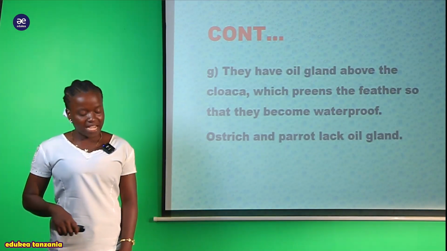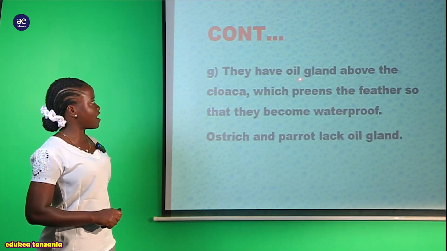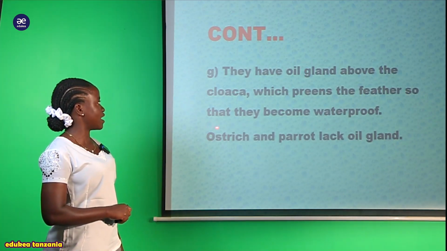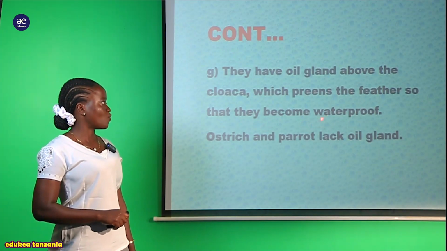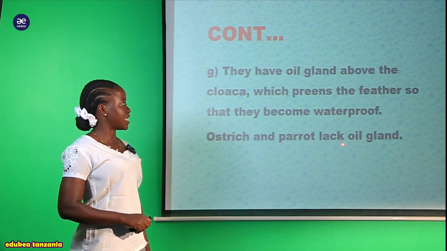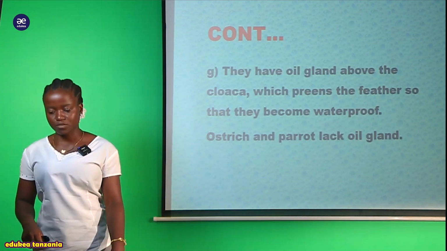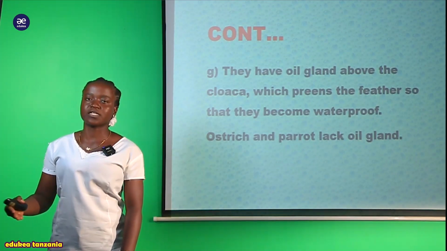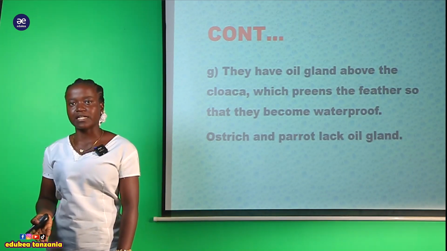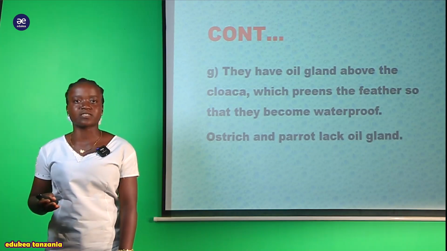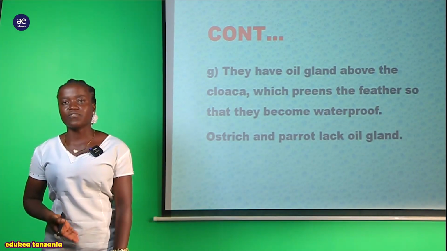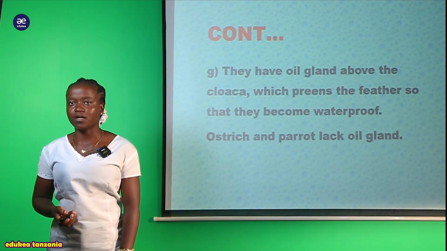And apart from that, this organism has an oily gland above the cloaca, which preens the feathers so that they become waterproof. So this organism has an oily gland located near the cloaca. This oily gland is found in all of the birds except some organisms, for example the ostrich together with the parrot, which lack this oily gland.